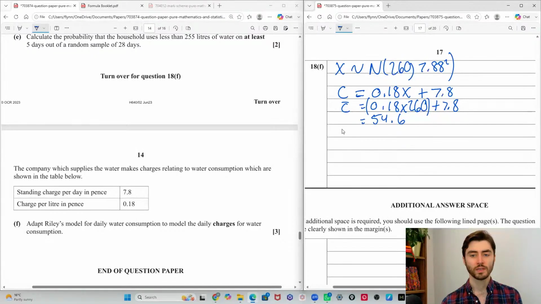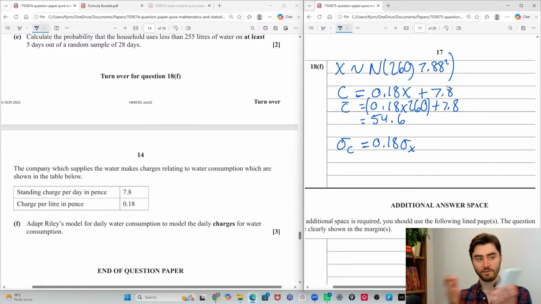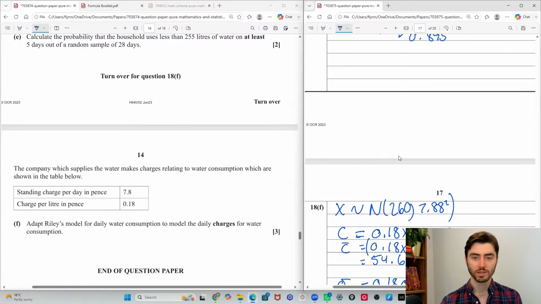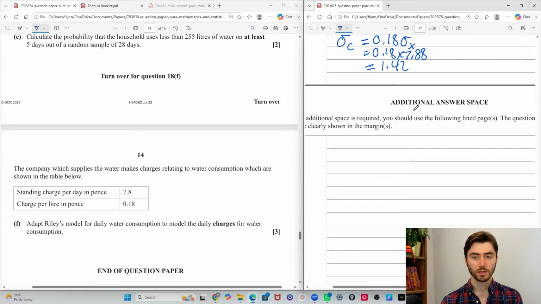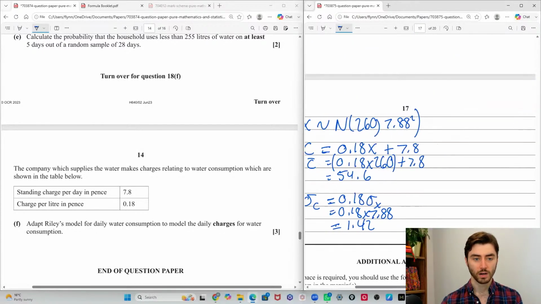And we know that the standard deviation of C is equal to 0.18 times the standard deviation of X. The 7.8 will not affect how far on average things are from the mean. So it's 0.18 times the standard deviation of X, which I found to be 7.88. And I find that that is 1.42. So in other words, this tells us that the cost will be distributed normally with a mean of 54.6 and 1.42 squared. Okay.